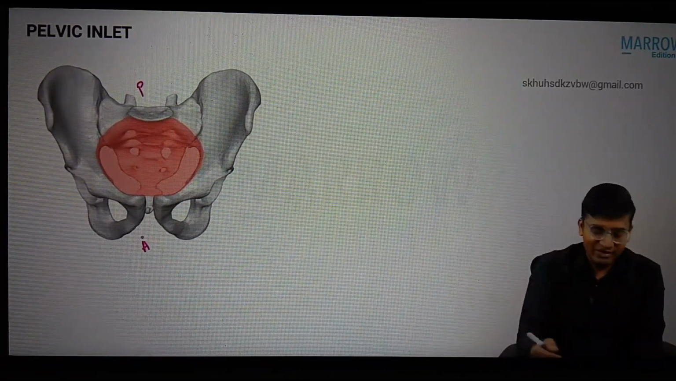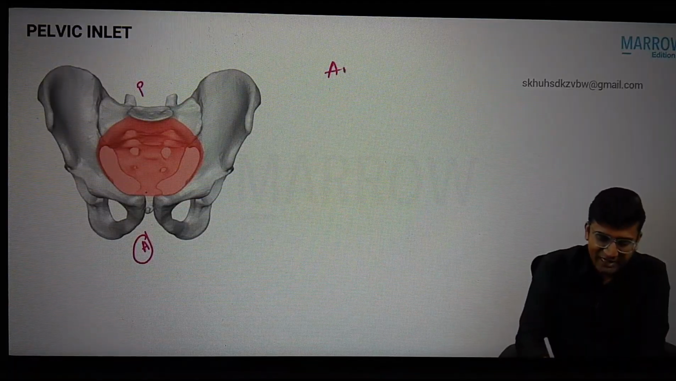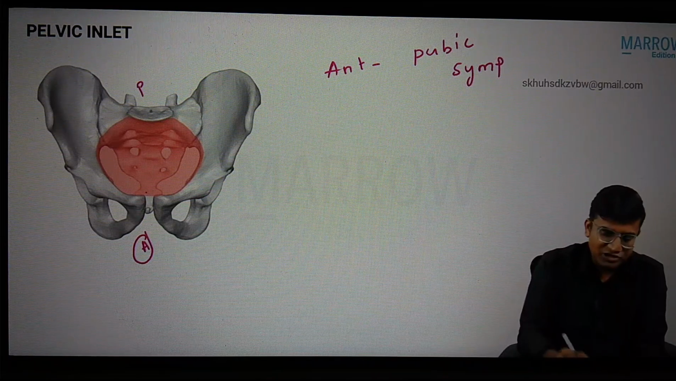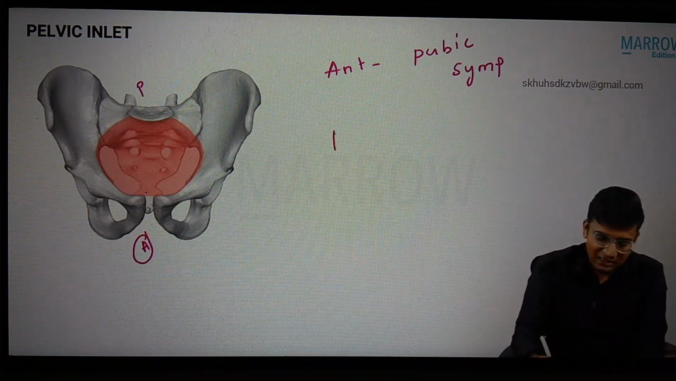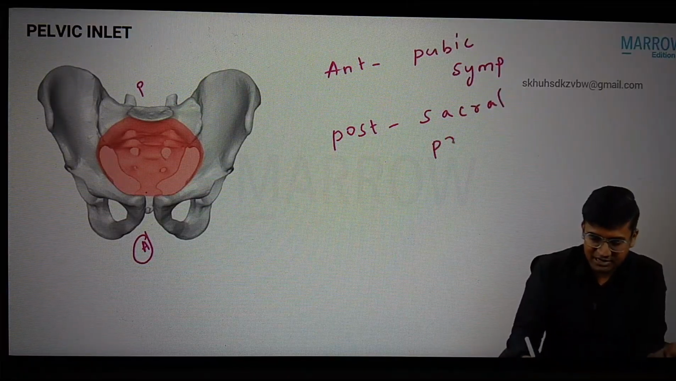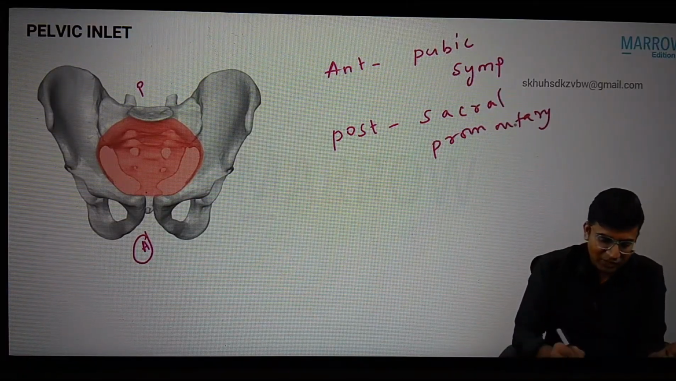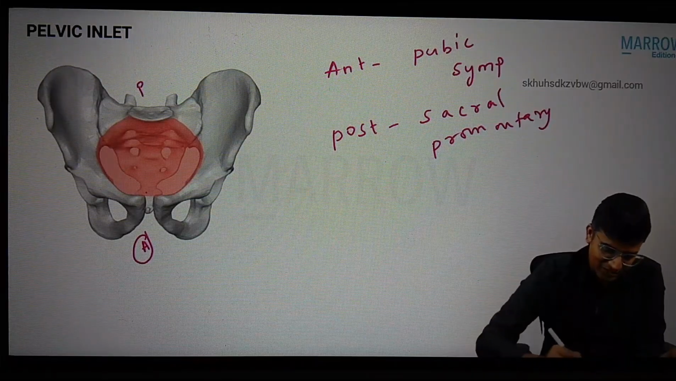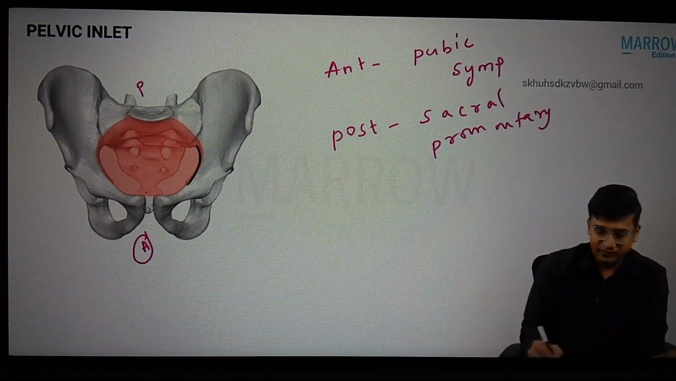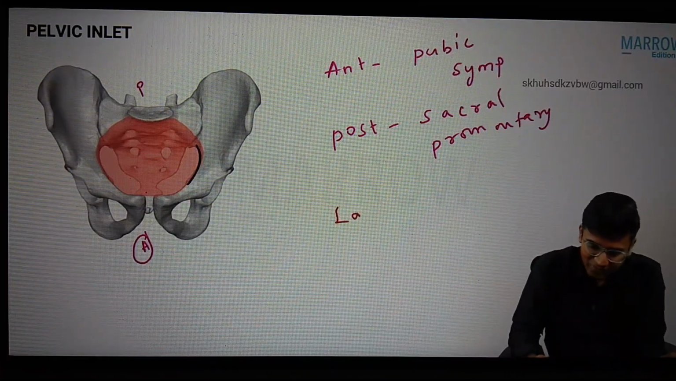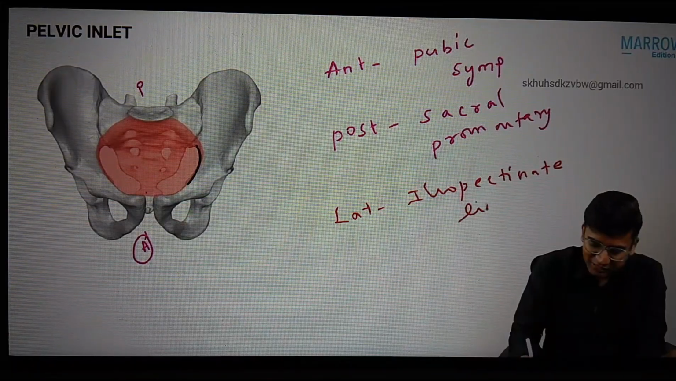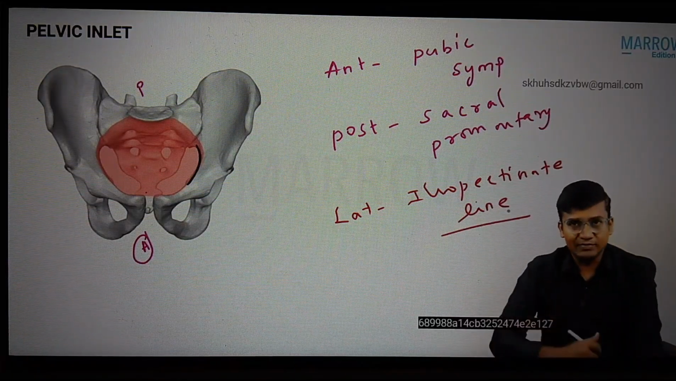Now what is the boundary for the pelvic inlet? In the front side, anteriorly, pubic symphysis. Posteriorly, we are seeing the sacral bone, specifically the sacral promontory. Laterally, you are seeing this line, no? I am highlighting this line. Laterally, this line is called the iliopectineal line. This is the boundary for the pelvic inlet.